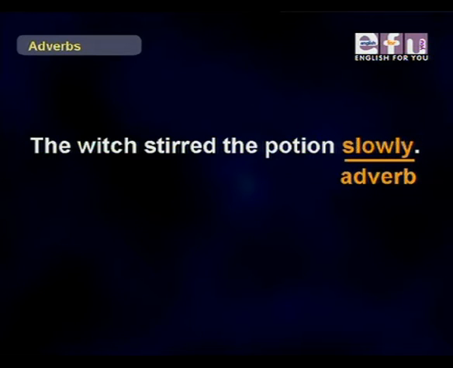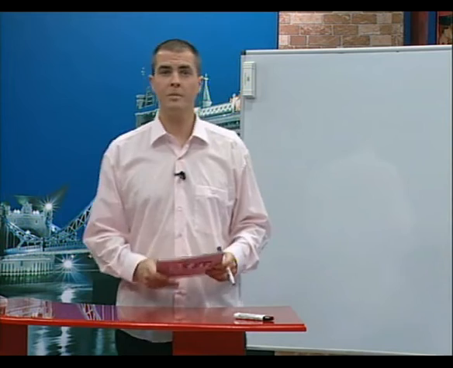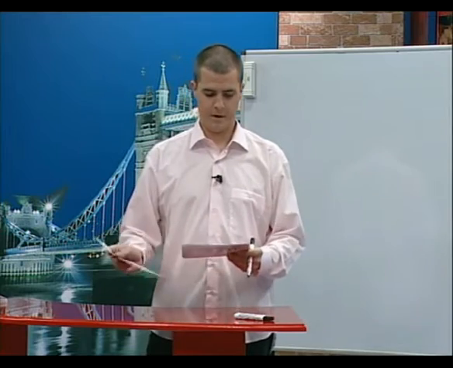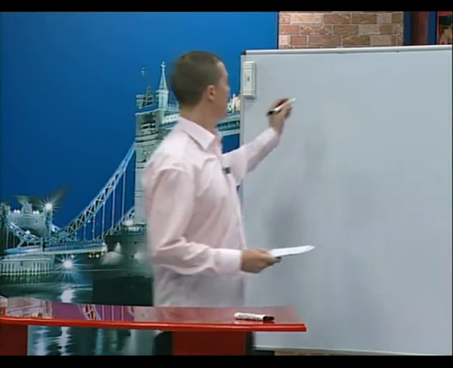In the first sentence, slowly is an adverb. It describes the word to stir. How did the witch stir the potion? She stirred the potion slowly. Now, in the second sentence, carefully is an adverb, and it describes the verb to walk. How did the dwarves walk? They walked carefully.